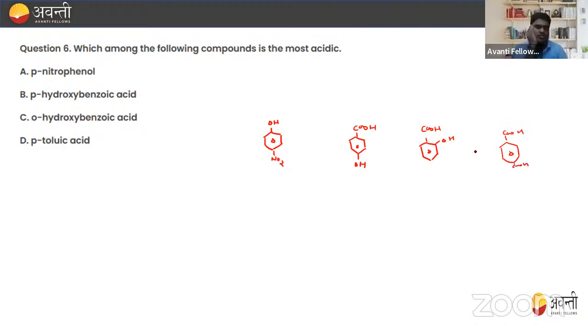Right. So, which among the following compounds is the most acidic? We know that acidic character increases whenever an electron withdrawing group is attached to it. So, out of phenol and carboxylic acid, obviously we know that carboxylic acid is good acidic in nature. Now, the question is, out of this and this, which one will have the better acidic character, right?